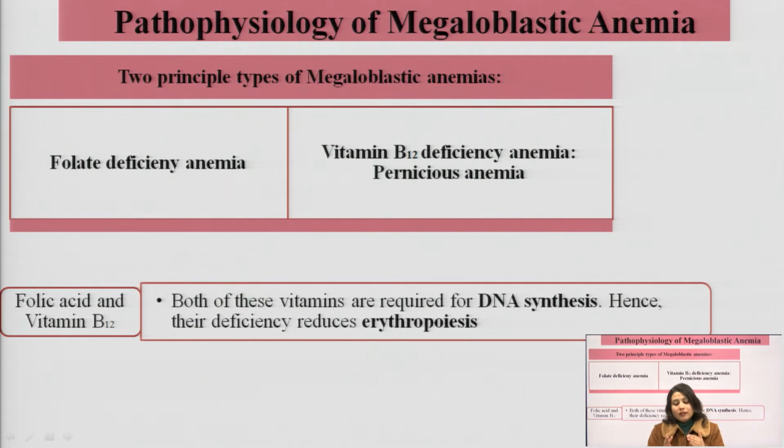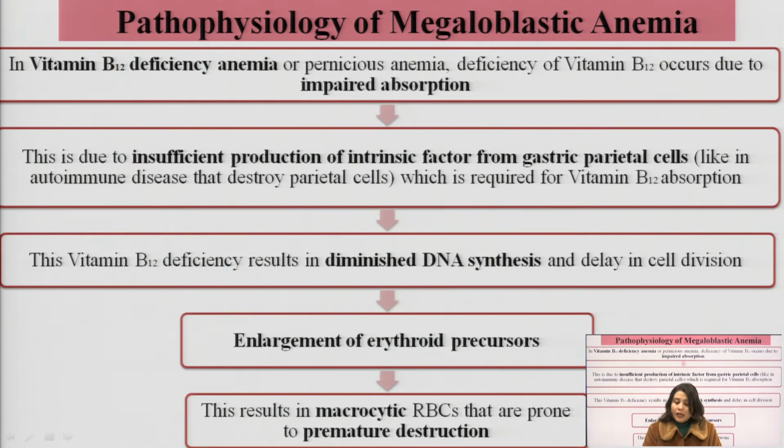So when there is deficiency of folic acid and vitamin B12, DNA synthesis will reduce, and therefore there will be a reduction in erythropoiesis also. Erythropoiesis is production of RBCs. So in vitamin B12 deficiency anemia or pernicious anemia, the vitamin B12 deficiency occurs due to impaired absorption. Why is vitamin B12 not being absorbed into the body? This is because of an autoimmune disease.